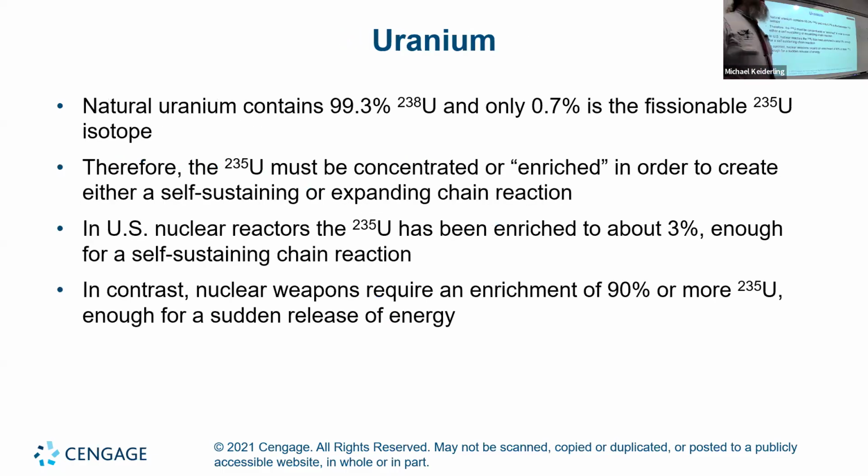So natural uranium contains about 99.3% 238 and only 0.7% fissionable 235. Therefore, the 235 needs to be concentrated or enriched in order to create either a self-sustaining or expanding chain reaction. In U.S. nuclear reactors, the uranium-235 has been enriched to about 3%, enough for a self-sustaining chain reaction, but not enough for a weapon. Nuclear weapons require enrichment of about 90% or more 235 for a sudden release of energy.